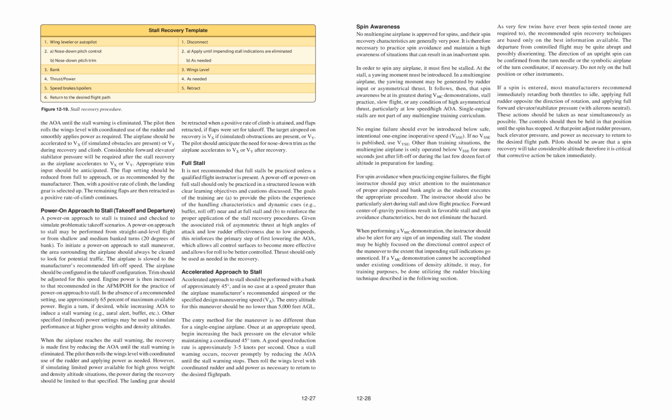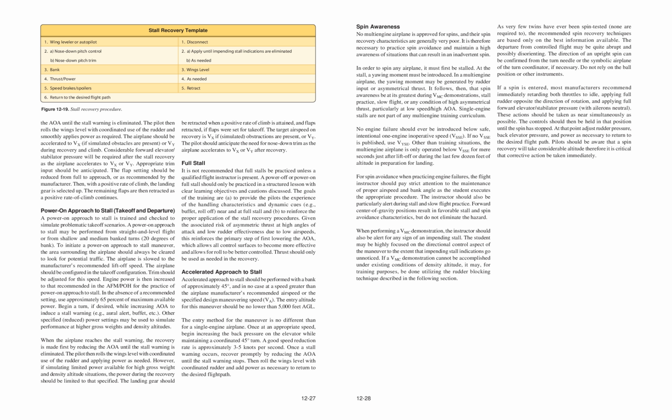Spin awareness. No multi-engine airplane is approved for spins, and their spin recovery characteristics are generally very poor. It is therefore necessary to practice spin avoidance and maintain a high awareness of situations that can result in an inadvertent spin. In order to spin any airplane, it must first be stalled. At the stall, a yawing moment must be introduced. In a multi-engine airplane, the yawing moment may be generated by rudder input or asymmetrical thrust.